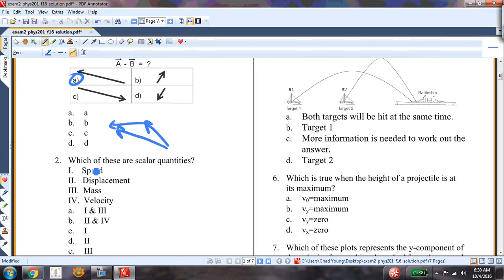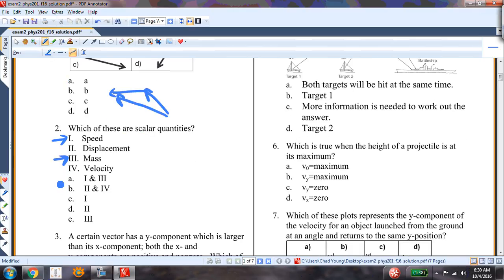Which of these are scalar quantities? Well, let's see, speed is a scalar quantity, and so is mass, so that's 1 and 3.